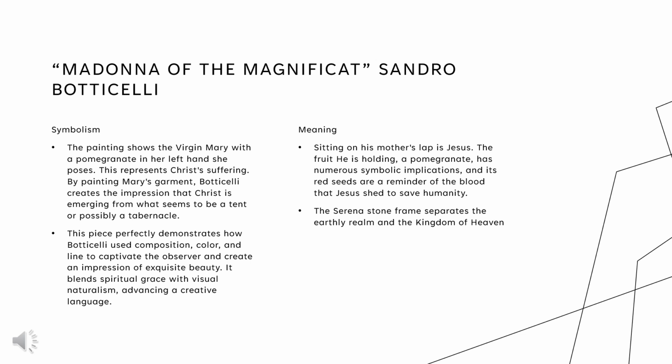The meaning of this painting is Jesus, the one that is eating the pomegranate. The pomegranate symbolizes the red seeds that are the reminder that Jesus shed his blood to save humanity. The pomegranate seeds are red, and so is Jesus' blood. The Serena stone frame separates the earthly realm and the kingdom of heaven. So, in the painting, it shows that there is a difference between heaven and earth.